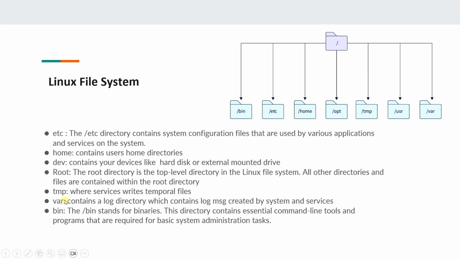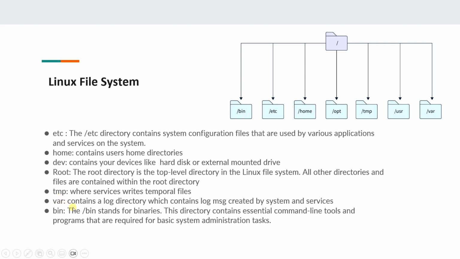Then we now have the tmp. The temp directory is where services or applications write their temporary files. Files that are going to be deleted after an interval of time. So you don't store very important or critical files or folders in this kind of directory. It is meant for applications to maybe just drop temporary files which are going to be erased at an interval. Then you have your var.